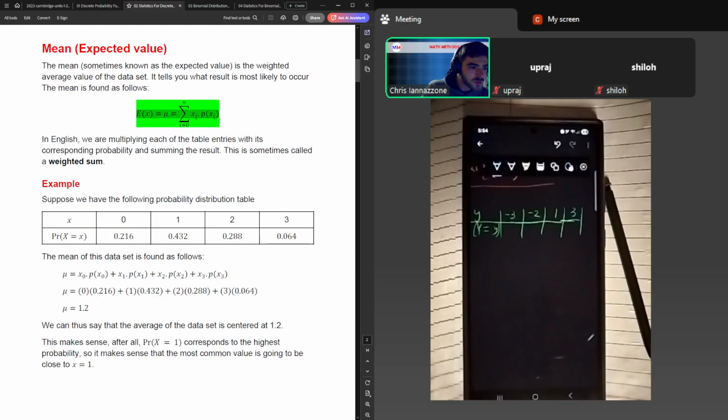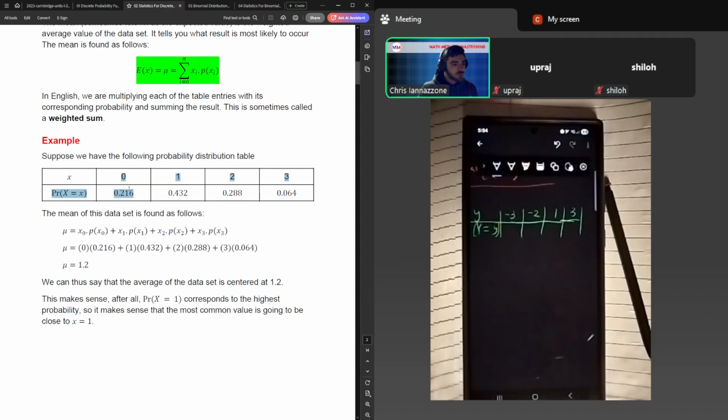This is the equation for the mean. It looks kind of nasty. Fundamentally, all you're doing is you start with whatever your table is, you multiply the columns by each other, so 0 multiplied by this, 1 multiplied by this, 2 multiplied, 3 multiplied, and then you add all the results together. That's what that actually means. That's this whole statement here. And so yeah, that's what you do.